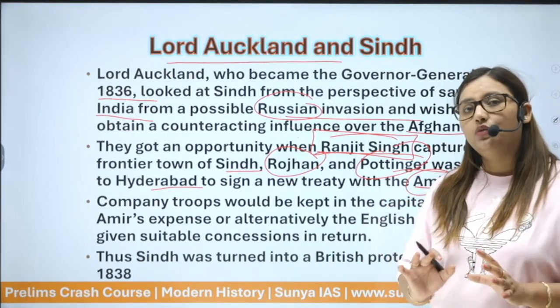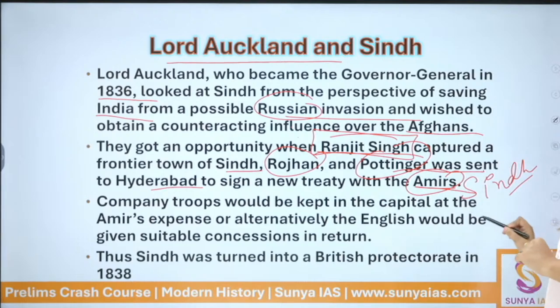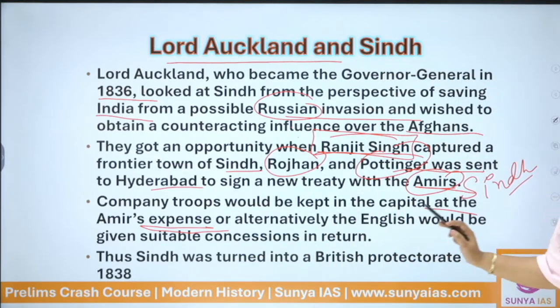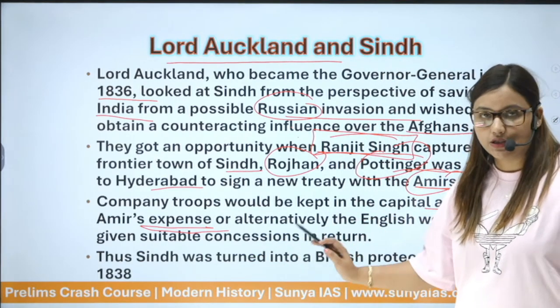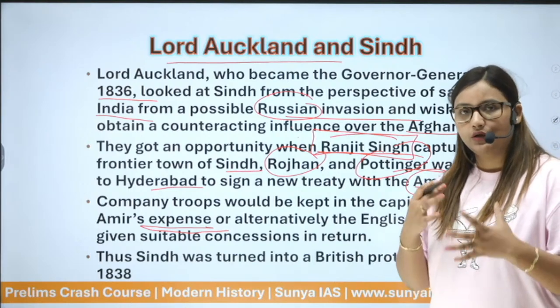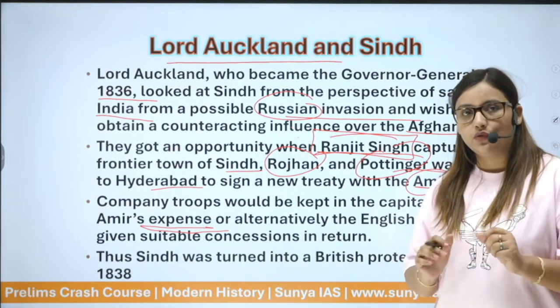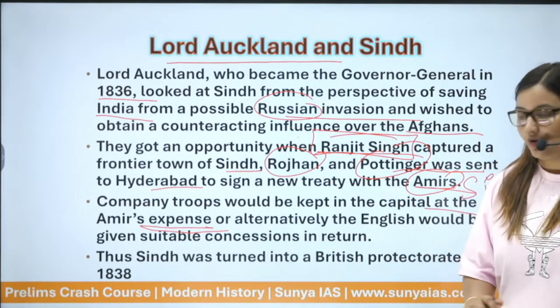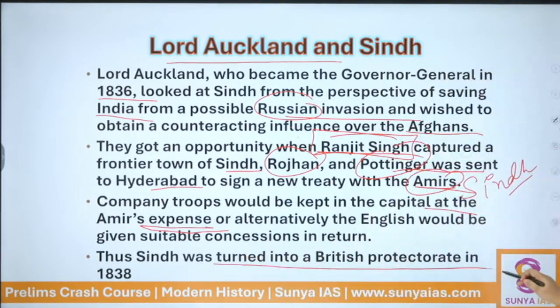Now, company troops would be kept in the capital at the Amir's expense, which is a subsidiary alliance again. I hope you understand. Alternatively, the English would be given a suitable concession in return, money. A good amount was given to the EIC. So now Sindh became a British protectorate. Sindh was turned into a British protectorate in 1838.